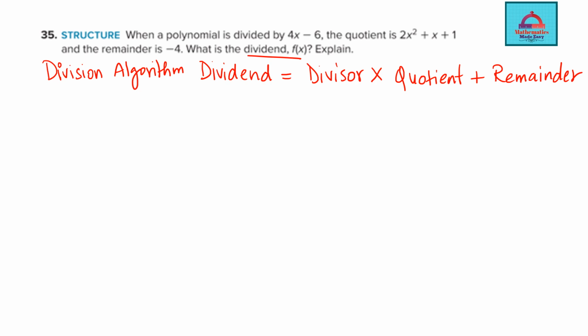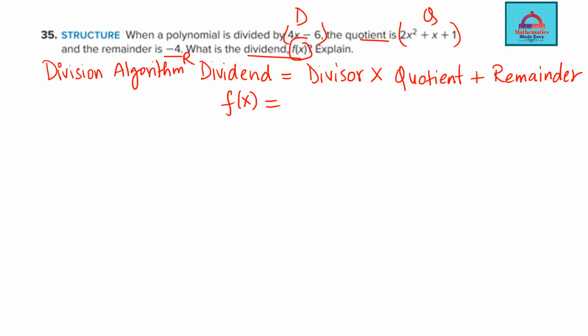So now we need to identify what is the dividend. Dividend is given to be f(x), so I will replace dividend with f(x). Divisor is the expression by which we are dividing. So when a polynomial is divided by this, that means this is my divisor. This one is my quotient, already it is mentioned, and the remainder is here. So we have got all the values.